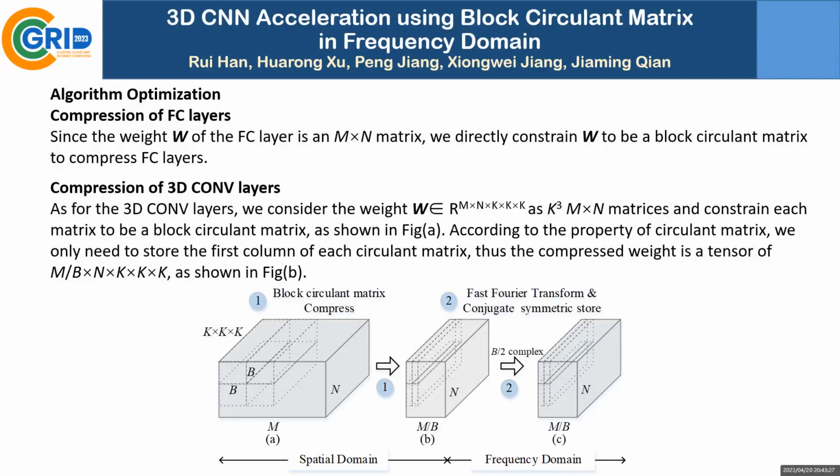According to the property of the circulant matrix, we only need to store the first column of each circulant matrix. Thus, the compressed weights have the form shown in Figure B.